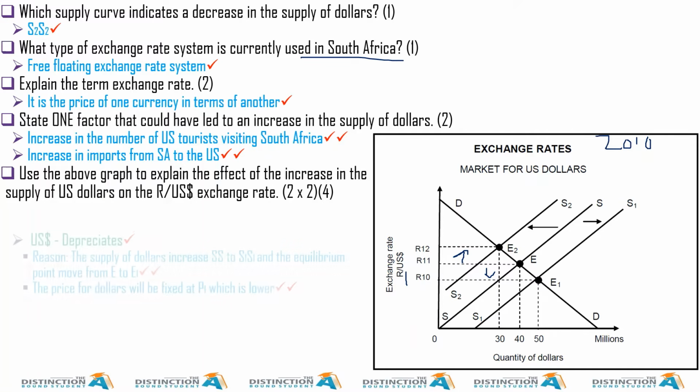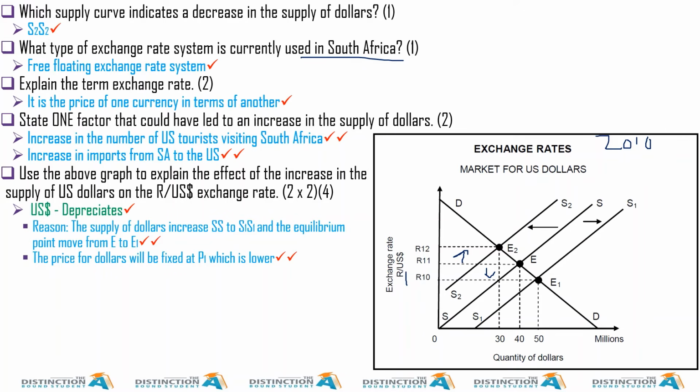Okay, so increase in supply of US dollar, the effect will be that the US dollar will depreciate. Just like I said here, if supply increases, the rand will appreciate. And if the rand is appreciating, it means the USD is depreciating. So the supply of dollars increases from S to S1, and the equilibrium point will be E1. And so look, if it changes from 1:11 to 1:10, it means that now you need fewer rands to buy the same dollar. So the rand is stronger and the dollar is weaker.